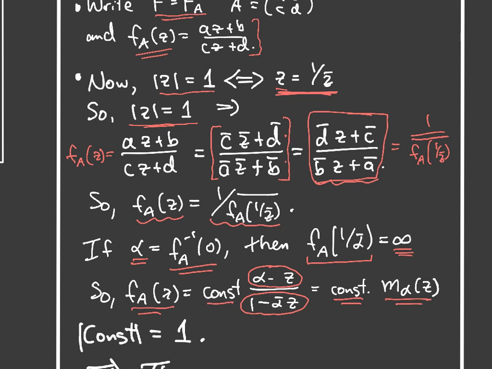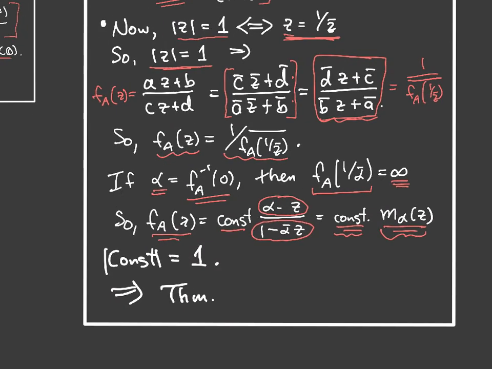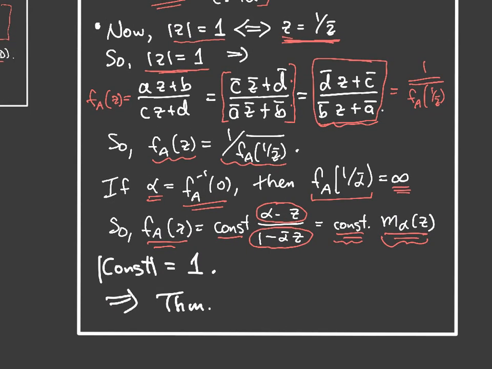The constant has to have modulus 1, because this is already an automorphism of the disk. If the constant had larger modulus, you would map into a bigger disk. If it had smaller modulus, it would map into a smaller disk. So it has to have modulus 1. And so we get the theorem that f has to be of the form mu m alpha, where mu is on the unit circle and alpha is in the disk.